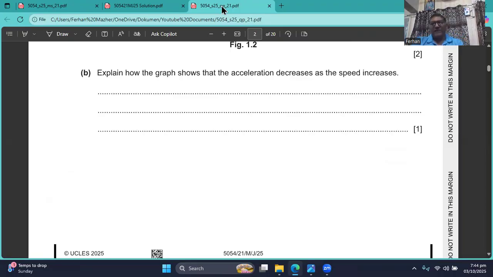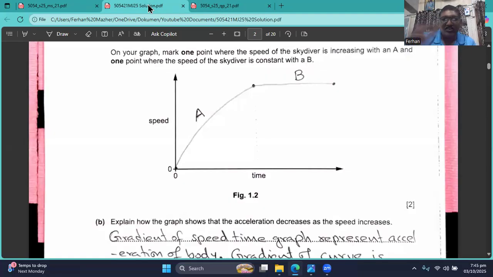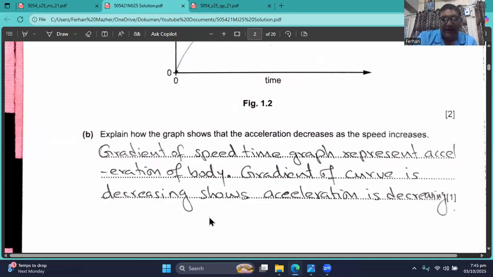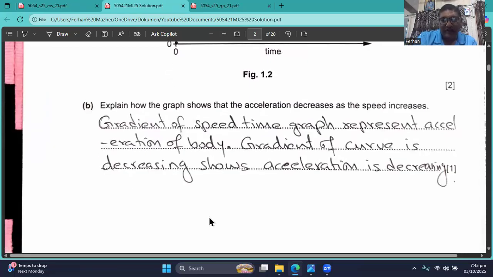So question number 1(b) part, this is a 1 mark part. Explain how the graph shows that the acceleration decreases as the speed increases. You see, in the speed-time graph, the gradient is equal to the acceleration. Because in our graph the gradient is gradually decreasing, but the graph is going upward, that shows that the speed is increasing, but the acceleration is gradually decreasing. You can write this in your own words. I have also tried to write this answer, but remember, you can always write a better answer with better wording. So here we have the answer which I wrote.